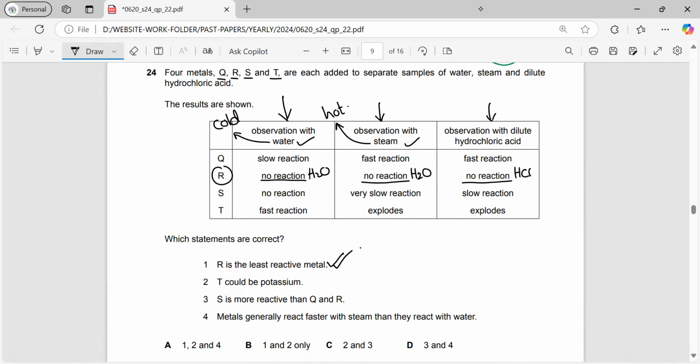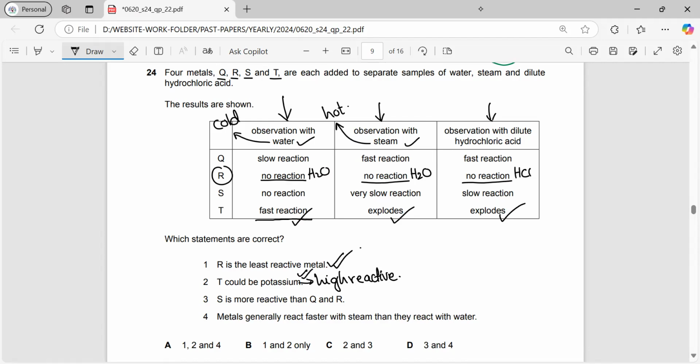T could be potassium. Okay, let's see. They're saying T could be potassium because it is showing fast reaction with water. Potassium is a highly reactive metal, so it shows very strong reaction with simple water. Yes. It explodes with steam. Yes. It explodes with hydrochloric acid. Yes. So it could be potassium.